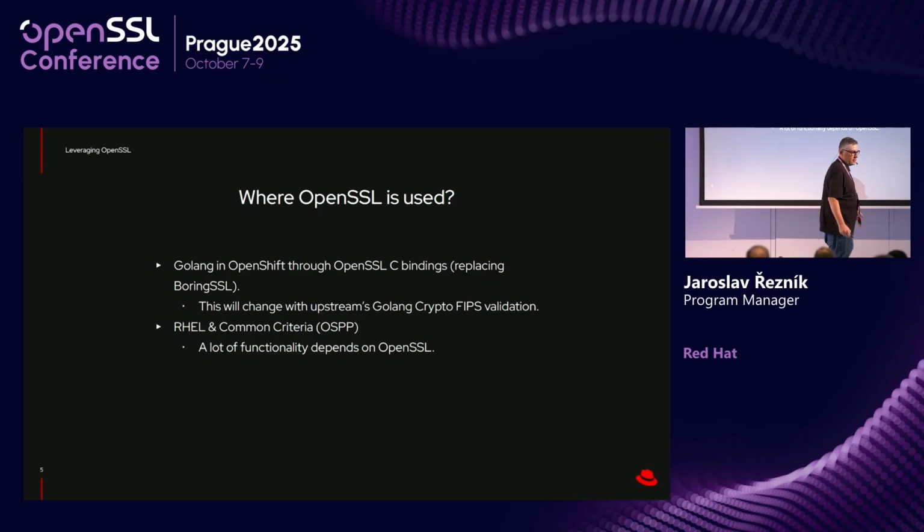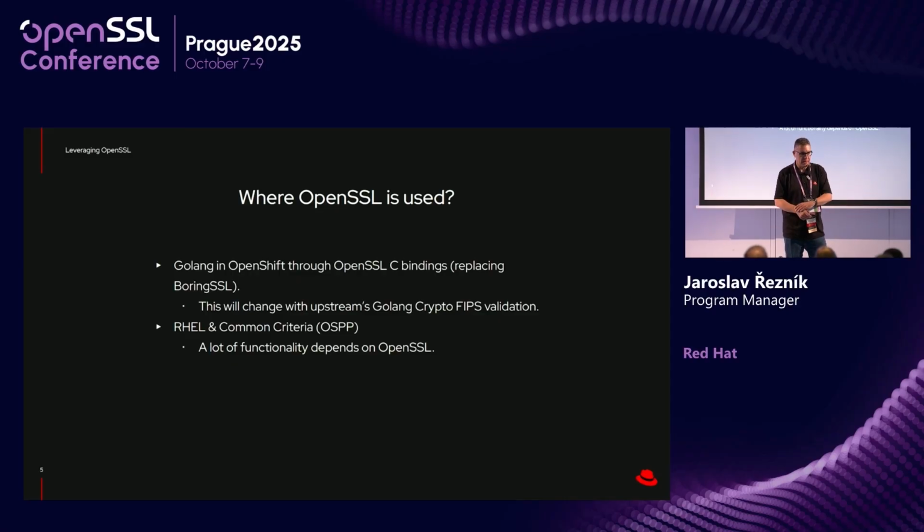Where else is OpenSSL used? Golang. Golang is a big thing. It runs OpenShift, the Kubernetes product we have. There is an interesting combination of different libraries. To get FIPS validation, Google did a BoringSSL FIPS validation to be used through C bindings in Golang, because the Golang cryptography wasn't FIPS validated. We replaced BoringSSL with OpenSSL to make it even more complicated. Hopefully this will change very soon.